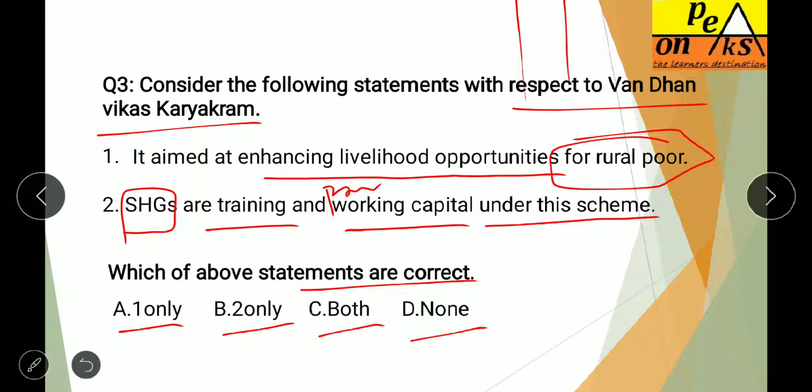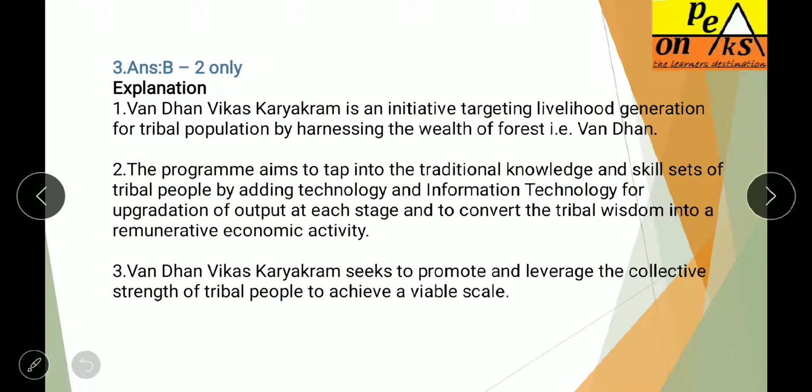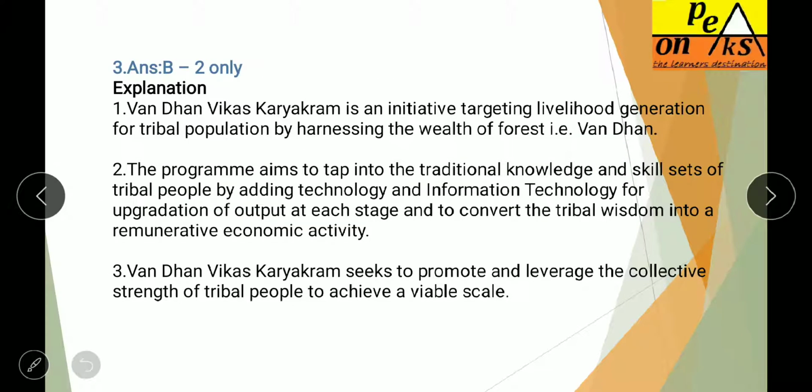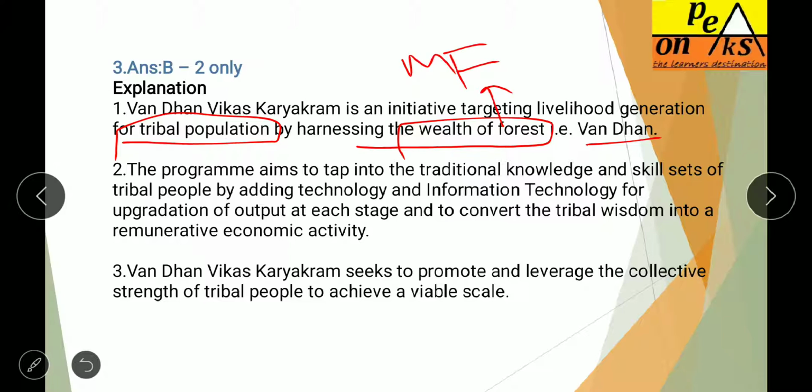Statement 2 is correct and statement 1 is wrong, so option B is the right answer. The Van Dhan Vikas Karyakram is an initiative targeting livelihood generation for the tribal population, not the rural population; in the question it was given as rural poor. It is for the tribal population, by harnessing the wealth of the forest, that means the Van Dhan. Wealth of the forest means forest produce, that is minor forest produce, called MFP for short.